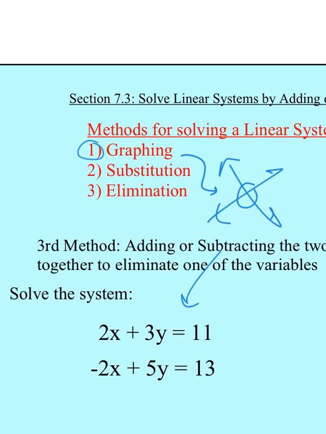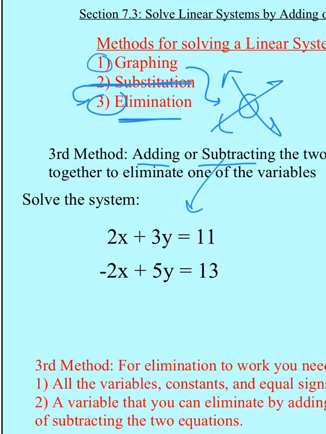Okay, I'm skipping over 7.2 substitution. You'll learn that one in the future, but instead I want to jump to elimination because I think that's the other one that you'll probably use the most often as you go through high school, and I want to show it to you now. In elimination, we literally, like the word says, try to eliminate one of the variables by adding or subtracting the two equations together. And when we do this, hopefully it'll eliminate a variable, and I'll be able to solve for the remaining one.